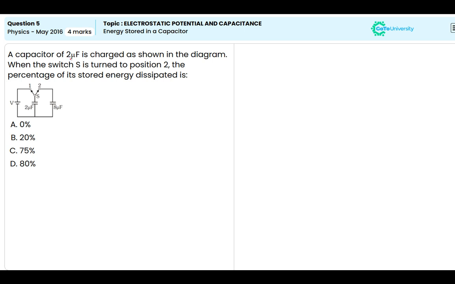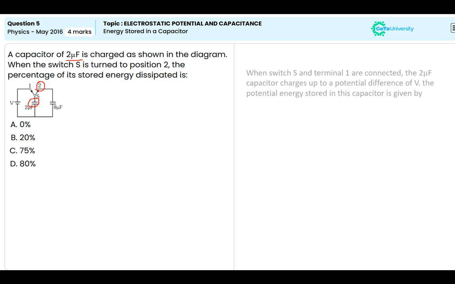A capacitor of 2 μF is charged as shown in the diagram. This is one of the capacitors. This capacitor is 2 μF and it is charged here. When the switch S is turned to position 2, the percentage of its stored energy dissipated is what we need to find here. How much percentage of the stored energy is dissipated, we need to find.